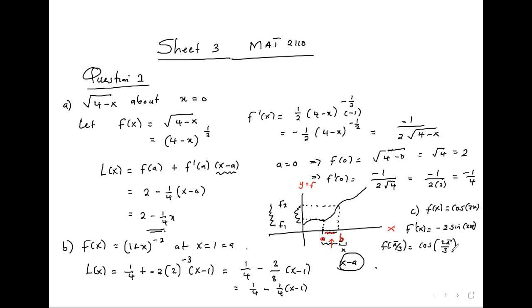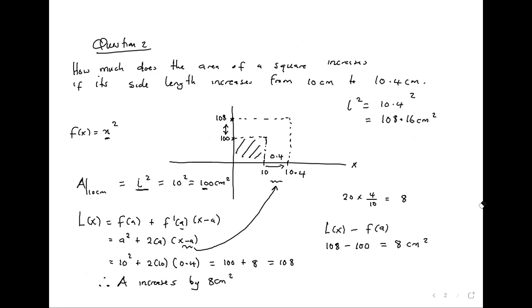Okay, maybe because of the trig part, we do it nicely, so that I can remind you. On 1C, f of x is equal to cos 2x at x is equal to pi over 3.